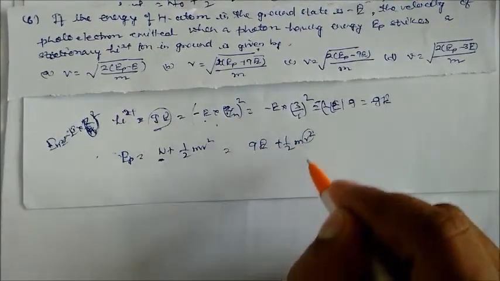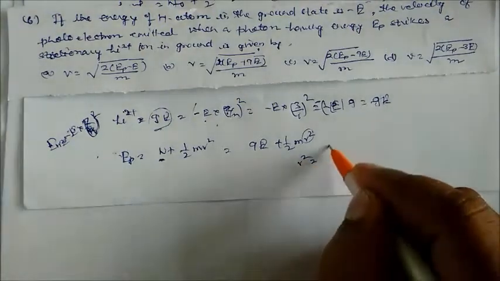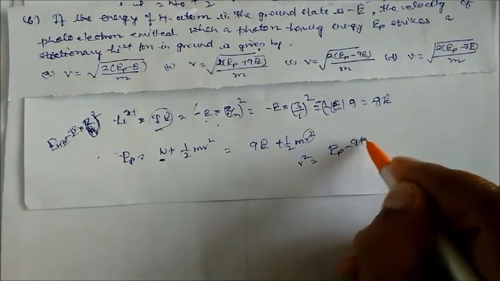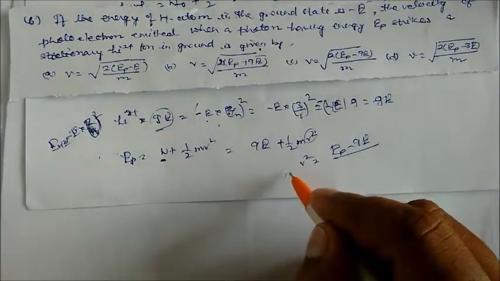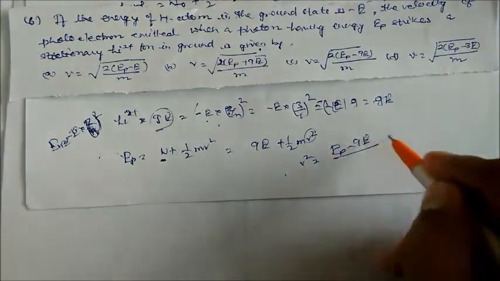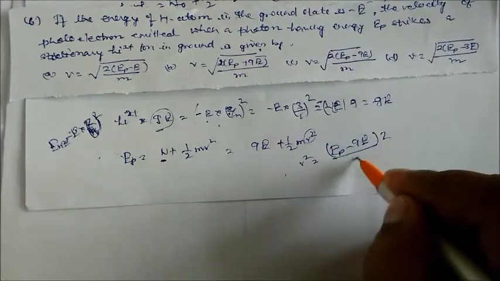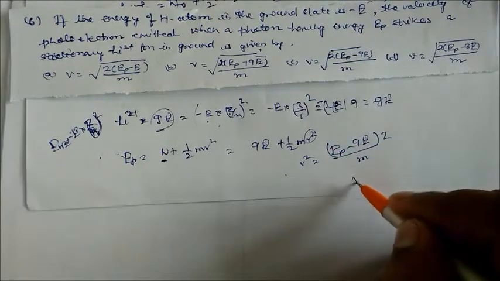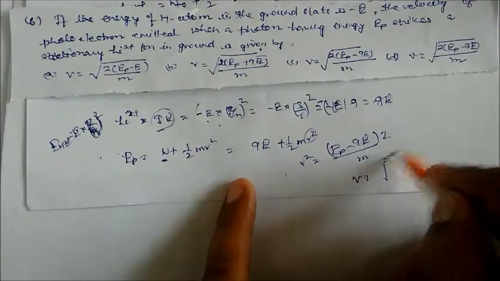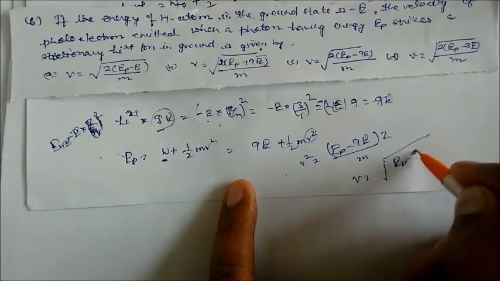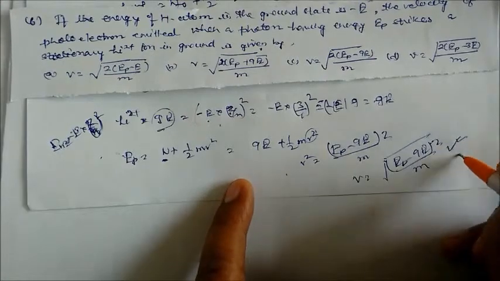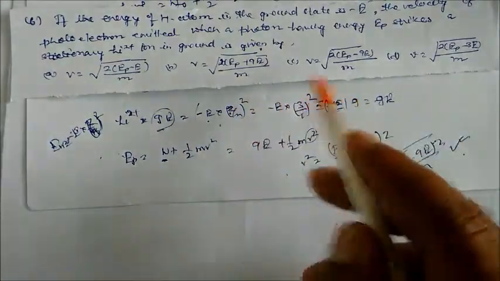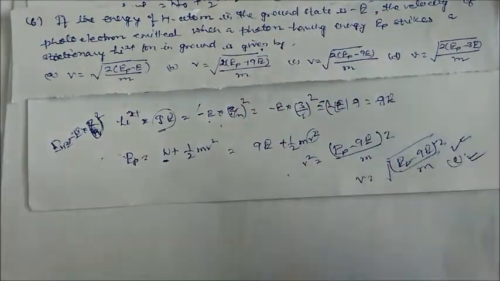Now we have to find this velocity. So v square by 2 times m equals EP minus 9E. We multiply by 2 divided by m. So v is the square root of EP minus 9E into 2 by m. So this is our answer, and C is the correct answer.